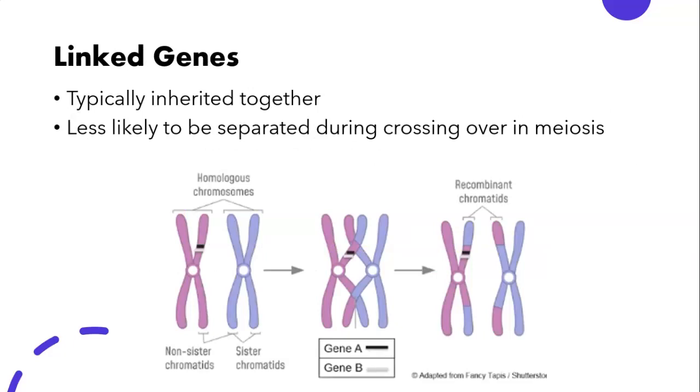So linked genes are typically inherited together. This means that they're less likely to be separated during crossover in meiosis. And so if you see the picture, you're going to see gene A and gene B, that black and white band on that red chromosome. You're going to see those homologous chromosomes come together during meiosis 1, and crossing over is going to occur. But what do you notice? When that crossing over event finishes, gene A and gene B were not separated. They stay linked on that same chromosome.